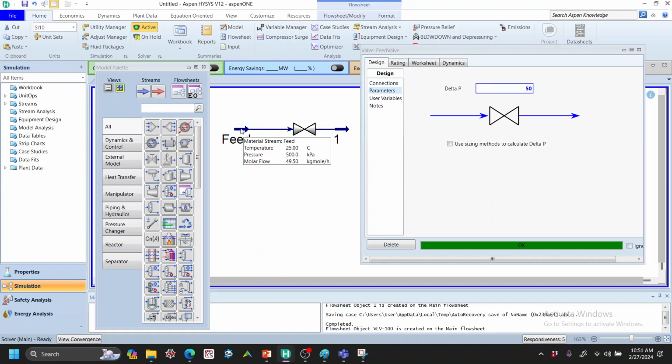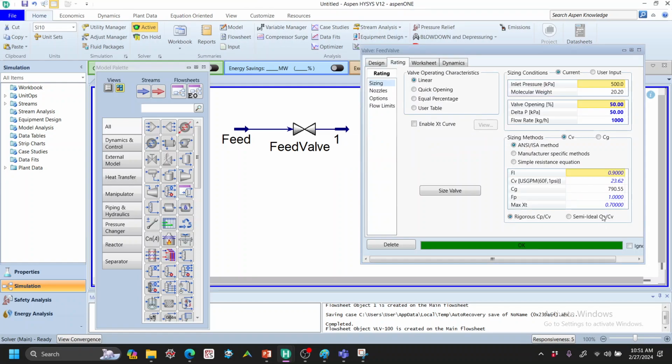right, 5 bar, 500, that means this is then 450, right, this one is 450, and then the rating for this valve, just use linear. So by default it is 50% opening with 50 kPa, and this flow rate, and then you can see the CV is automatically calculated to be 23.6. So later on we can use 24 or 25, but now it's 23. All right, so that's what this is. Okay, we now have sized the valve, so we know the size of the valve, which is then 23 or 24 or something.